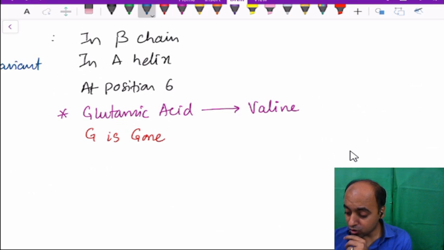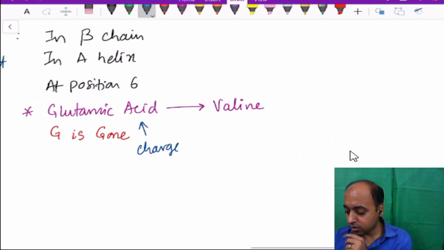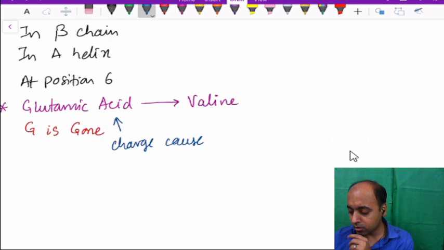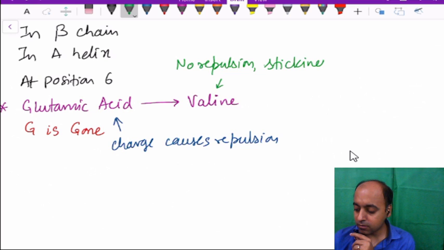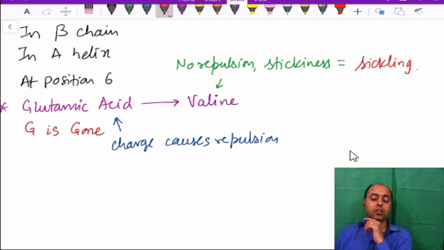When the glutamic acid is there normally, the charge is responsible for repulsion. But when you bring in the valine, there is no repulsion, and therefore there is what is known as stickiness, which results in sickling. The valine doesn't have any charge, so when two hemoglobin come together, the place where there was some repulsion between the hemoglobin is not there, and because of that, the deoxygenated hemoglobin will tend to stick together. This is known as the sickling.